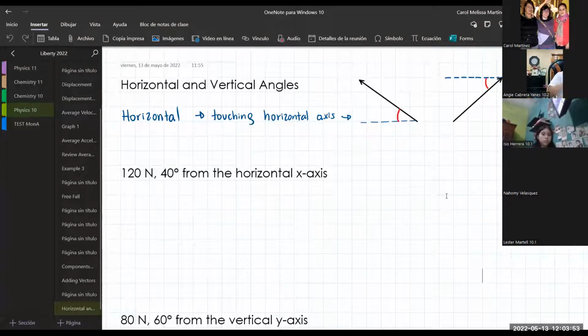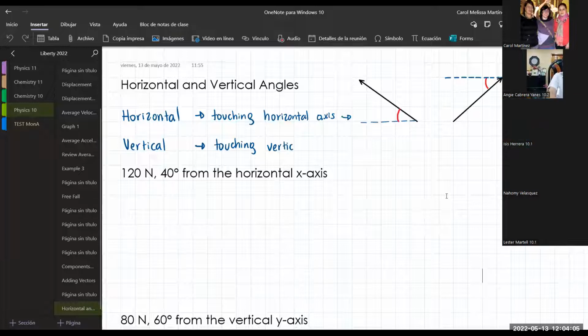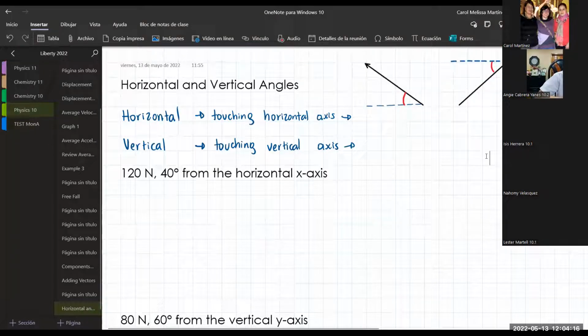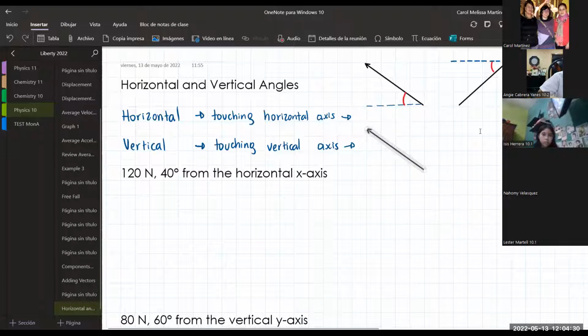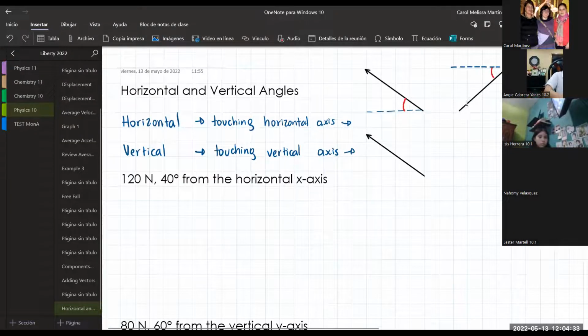Angles can also be vertical. Vertical angles are those that are touching the vertical axis. Now, take a look at this angle over here and this other from here.